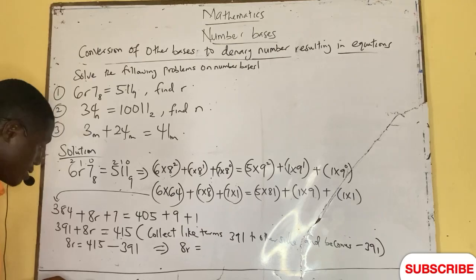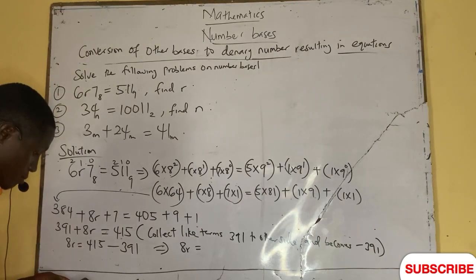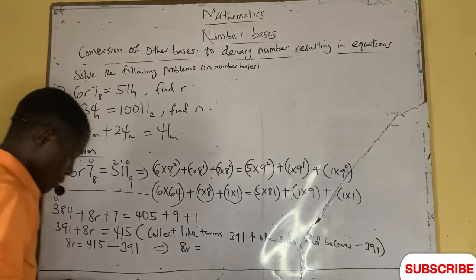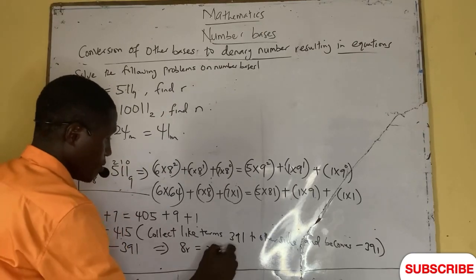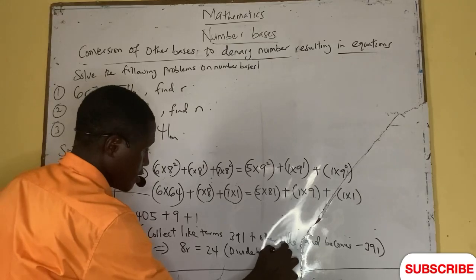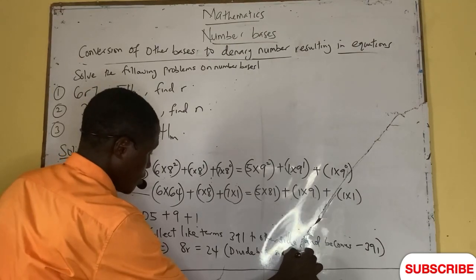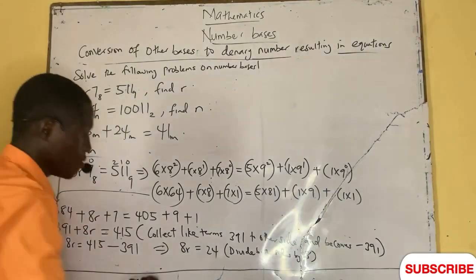So 415 minus 391. We have 24. So we divide both sides by what? Since the number beside r is 8, you divide both sides by 8.